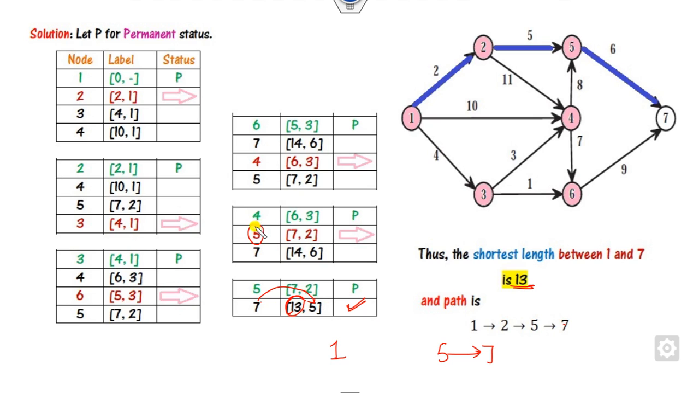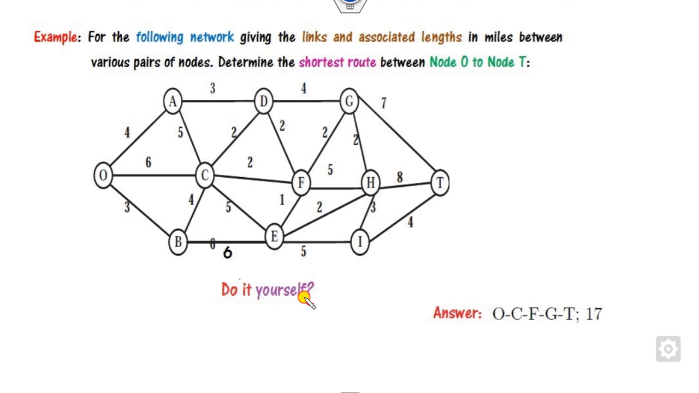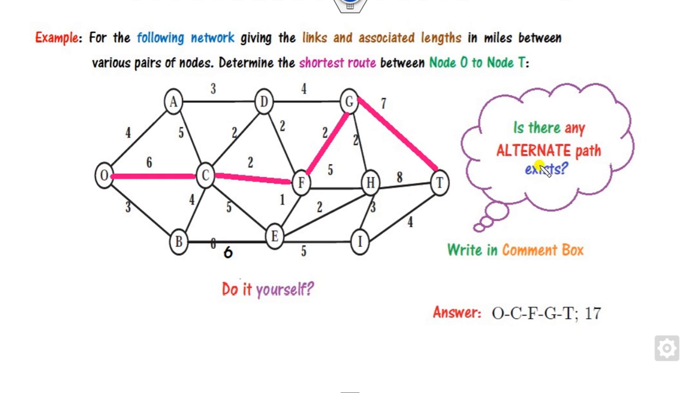5 is permanent here due to 2, and 2 is permanent here due to 1. So the path 1 2 5 7 is the right answer. You can do it yourself and check whether this is the right answer between node O and node T, and also check whether any alternative path exists apart from O, C, G, T. If yes, write it in your comment box. You can see what the answer is in that box.